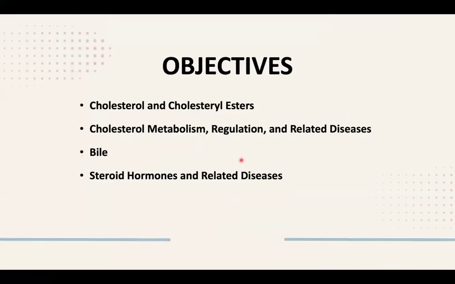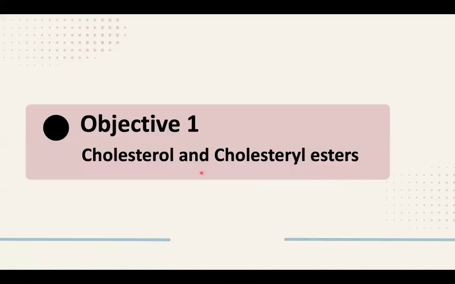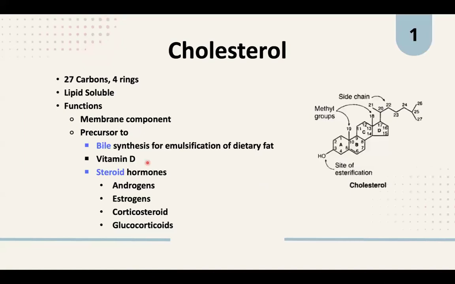Okay, so our objectives for this lecture will be about cholesterol and cholesterol esters, cholesterol metabolism, regulation of metabolism, and some related diseases. We will talk briefly about bile acids and bile salts, and then lastly, we will end by talking about steroid hormones and again, some related diseases. Okay. So for the first objective, cholesterol and cholesterol esters.